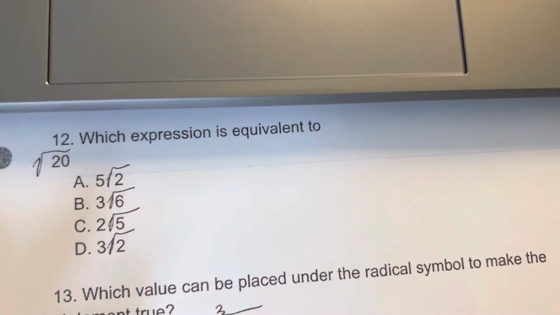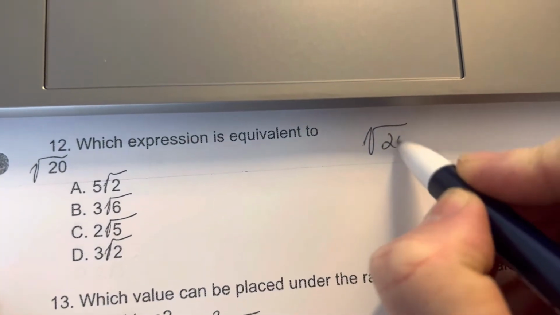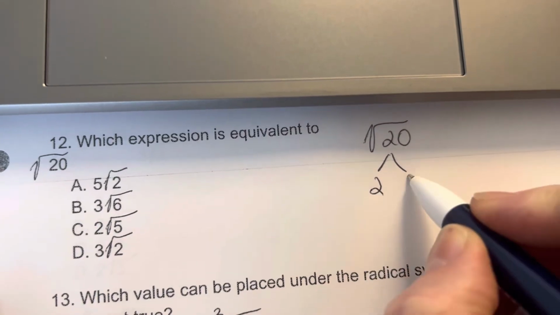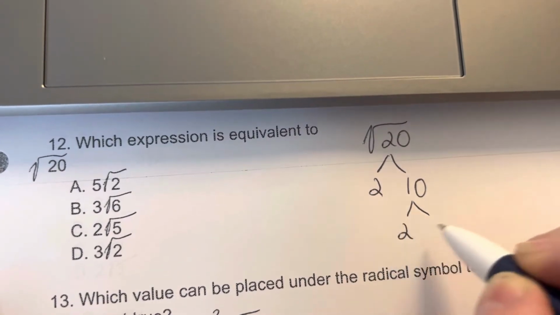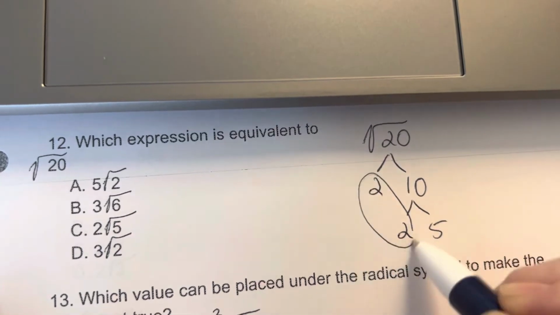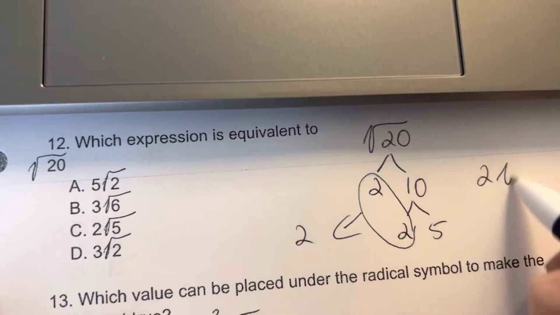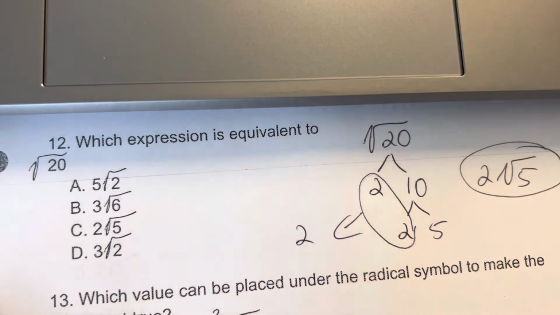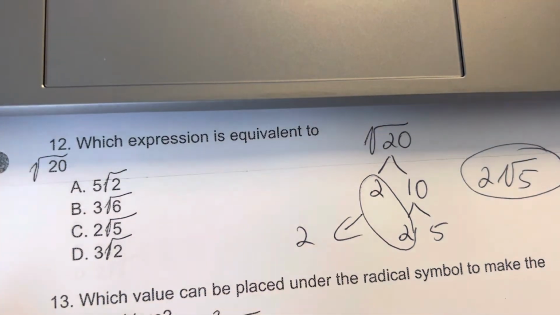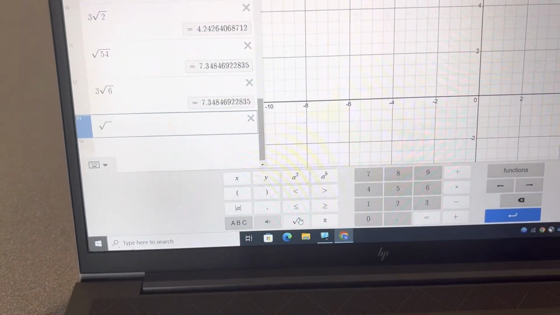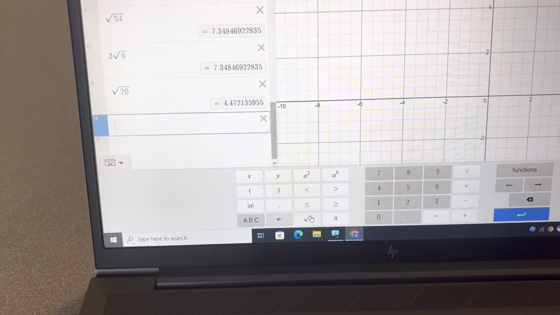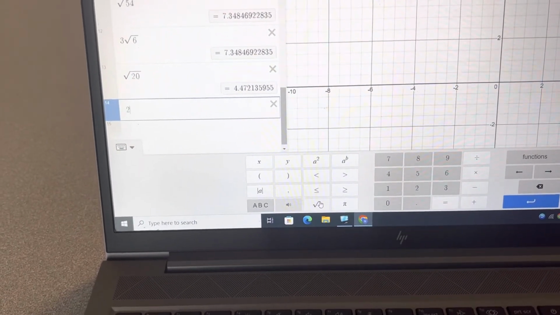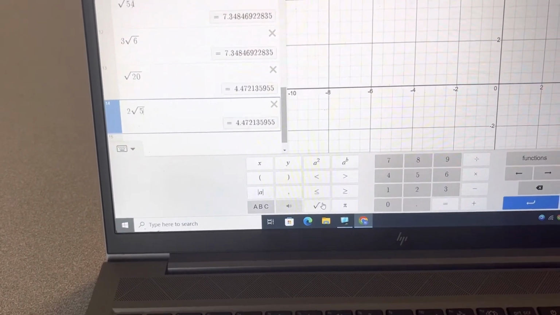All right, number 12. So this one's pretty easy. Even number, we divide by 2. Still even, divide by 2. Now we group in twos, see it twice, write it once. So that's our answer. So, and decimals again. 20, enter, and then we're going to put 2 square root of 5. Matches, they were correct. All right, we're moving on.